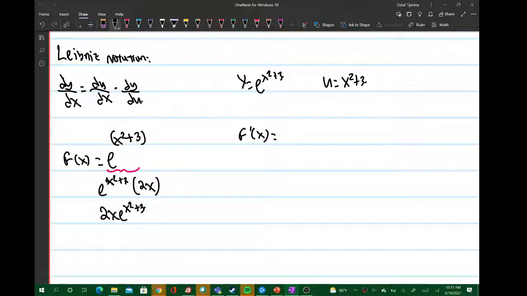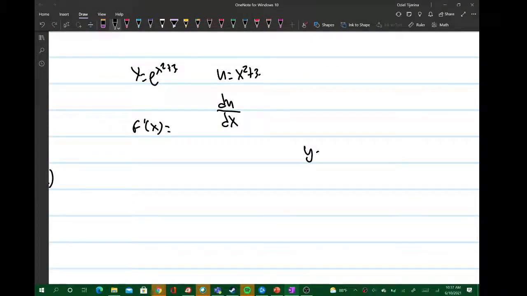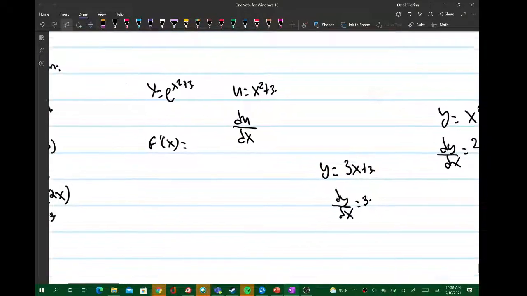So it'd be f prime of x, and then that means that if I take the derivative with respect to x of u, that's du dx. So for example, if I said y equals 3x plus 3, that means dy dx is just 3. That's how we would say it, right? If I say y equals x squared plus 3x minus 6, I would say dy dx is equal to 2x plus 3.